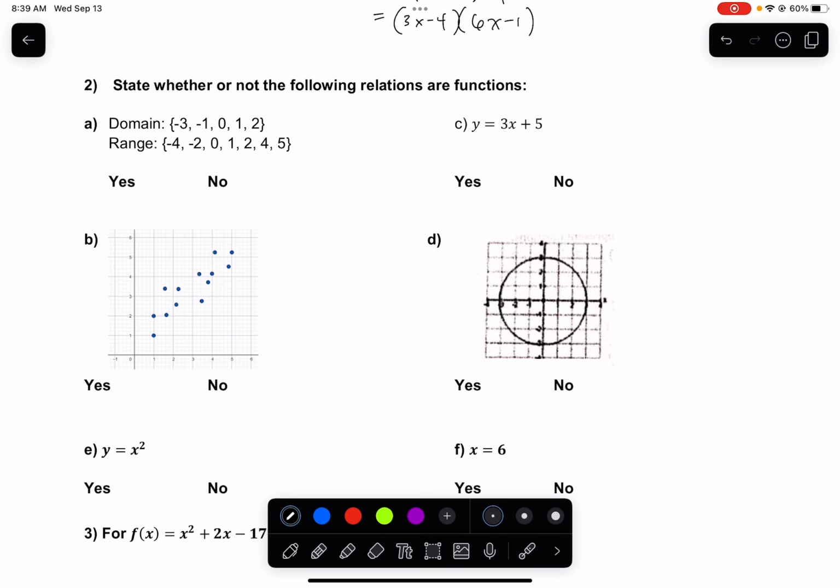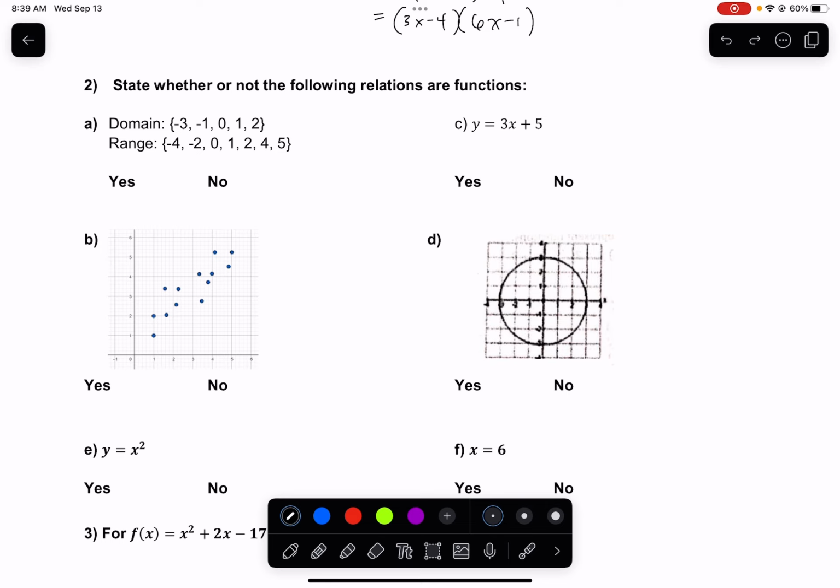Relations: determine whether or not the relations are functions, okay? What do we think about A? Yes or no? There's only two options. I've heard both now. I was looking at the wrong one. A. This one, yeah, A. Is it a relation or is it a function? Yes or no? Okay. What's the definition of a function?